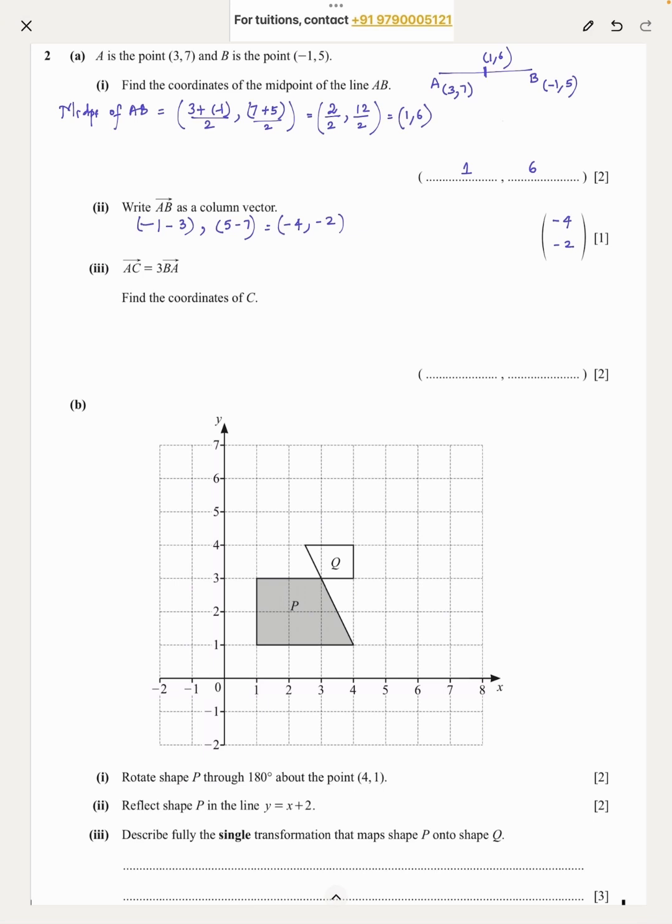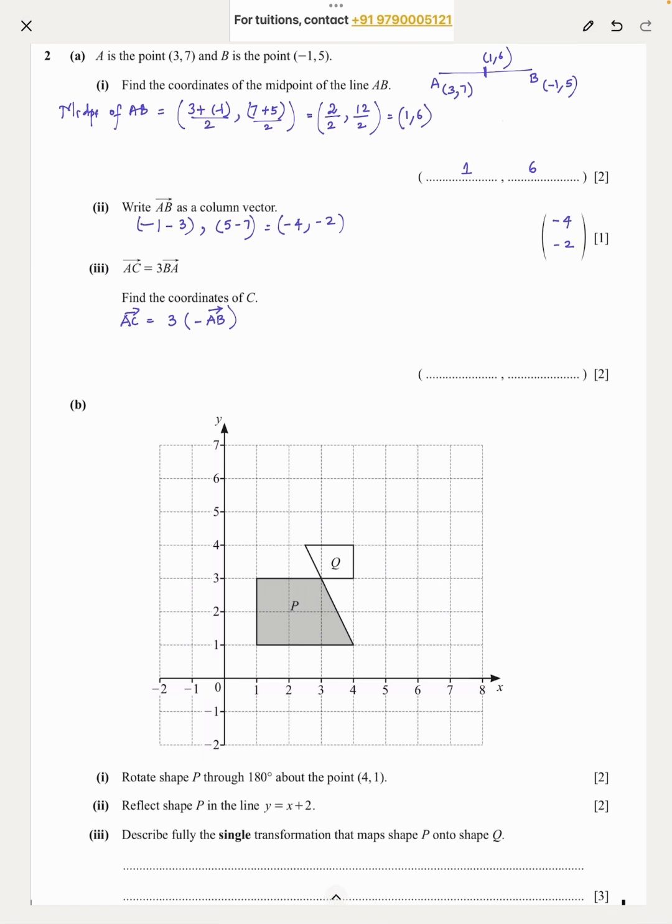Third subdivision: AC is equal to 3 times BA. There's a vector AC which is 3 times BA. In the previous two subdivisions, we have never heard of BA, but we know AB. So BA is nothing but the negative of AB. The direction is getting changed. So AC is equal to 3 times negative AB.